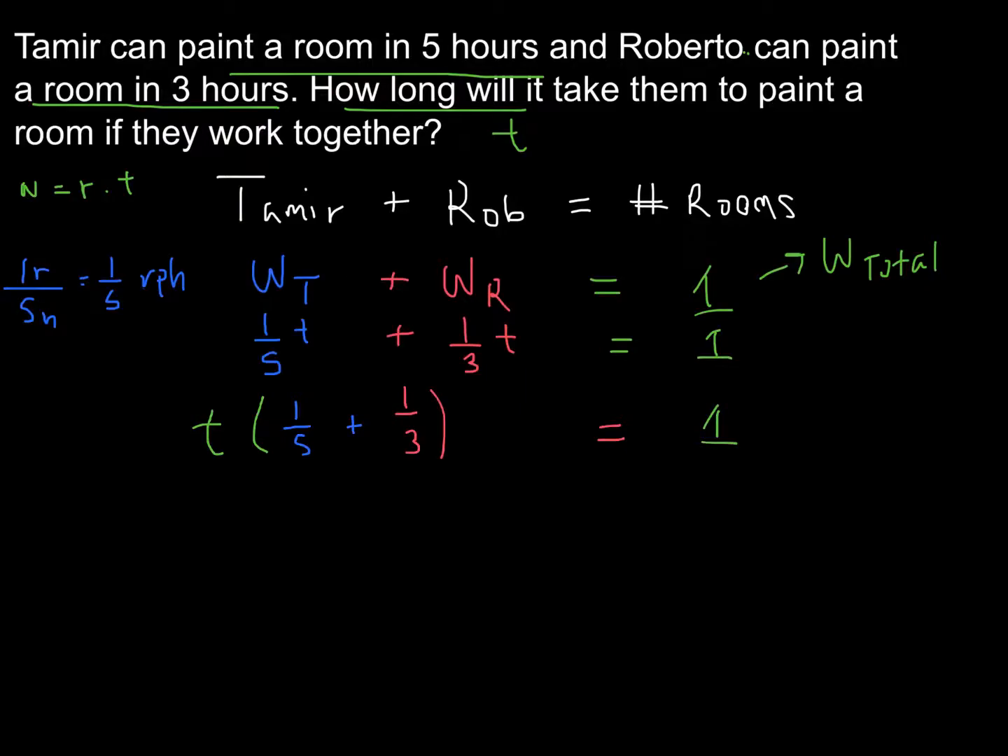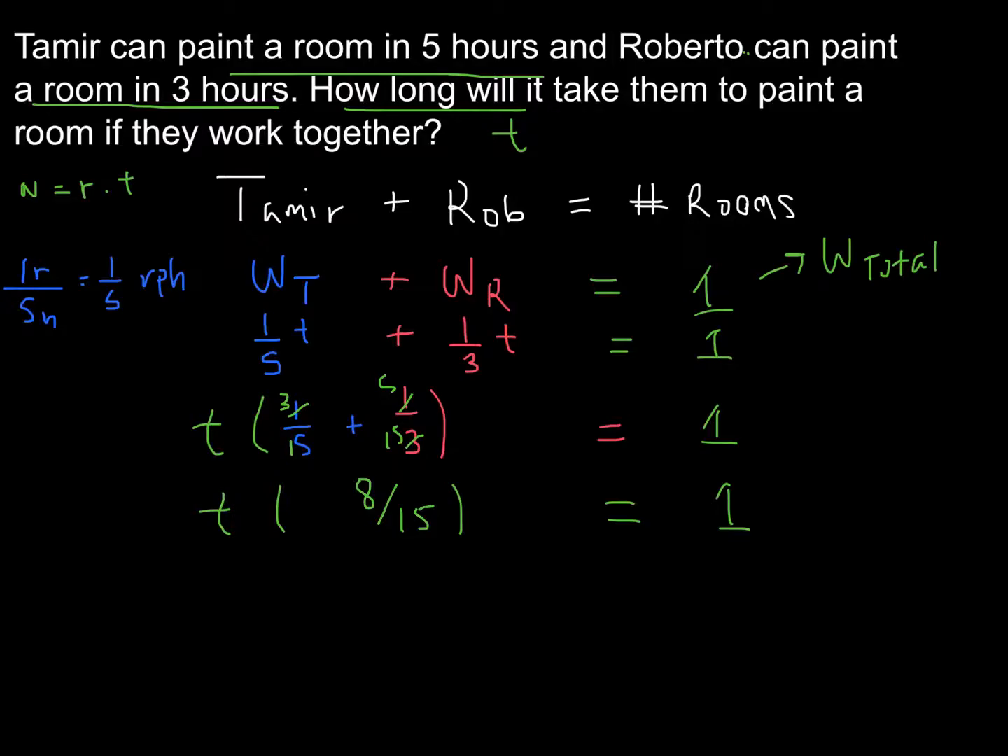Okay, so now I'm very close to solving. This in here, 1/5 plus 1/3, well, I can add that all together. If I make a common denominator here, this will become 3/15, and this will become 5/15, and I'll add that all together. That's going to give me 8/15.